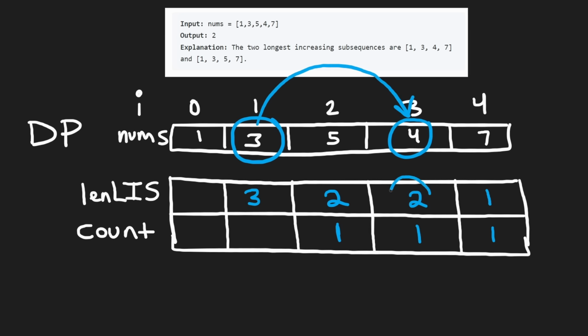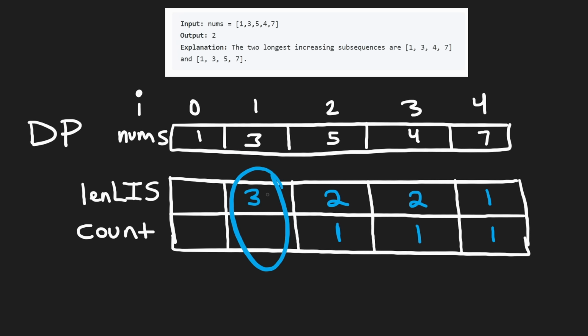And what's the length of the LIS starting from 4? It's 2. So 2 plus 1 is also 3. So that means we just found our second LIS of length 3, right? One was from 3 to 5. The second is from 3 to 4. So for count this time, we're not going to put 1. We're actually going to put 2, because we found 2 of them.